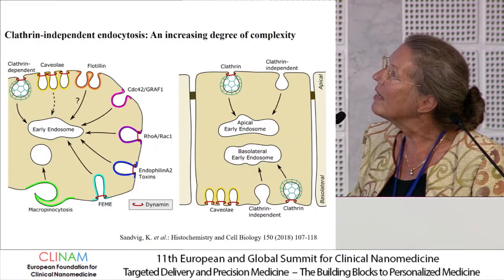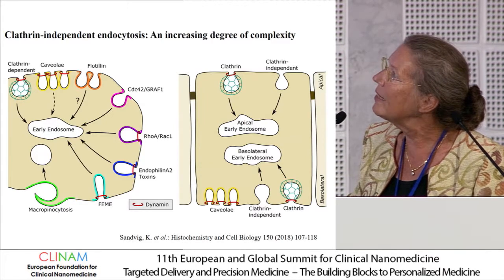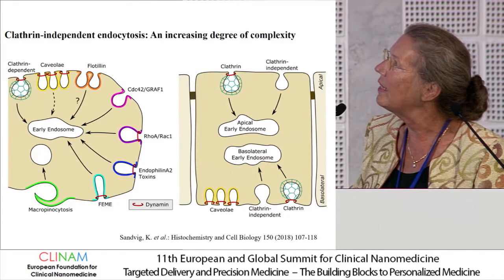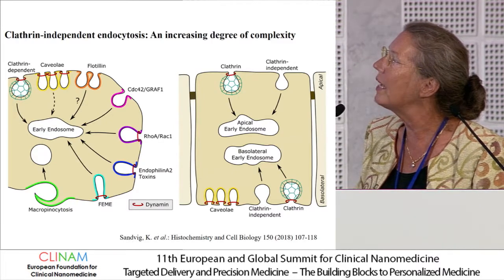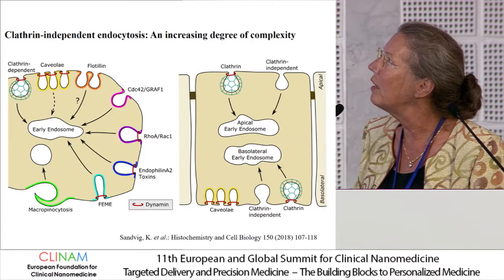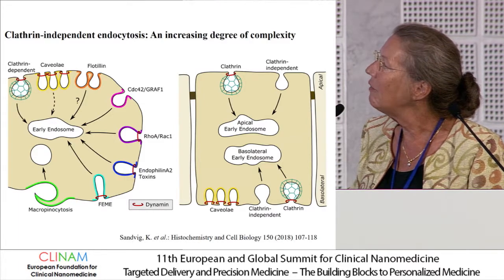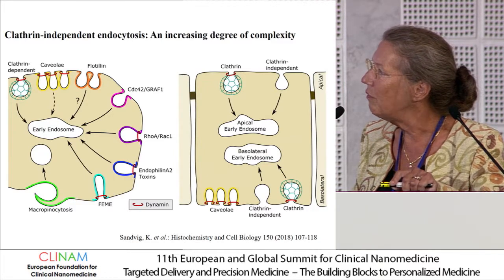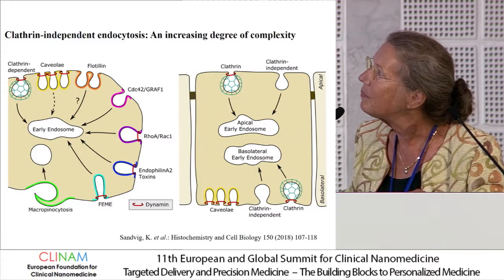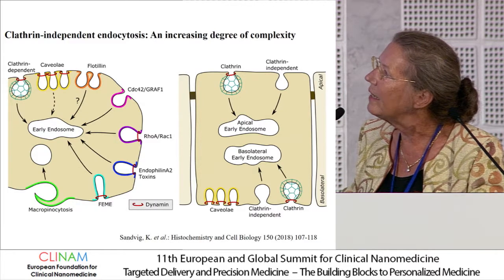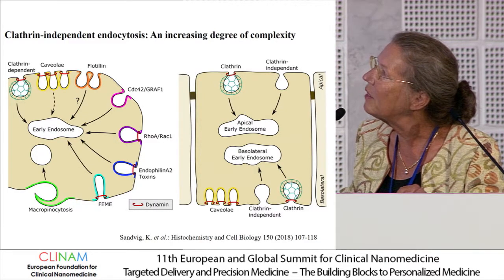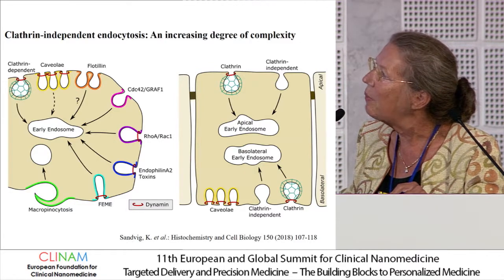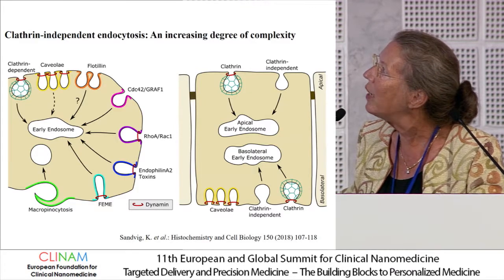And as I said, it's getting more and more complex, and there are now different types of clathrin-independent endocytosis, and there's an increasing degree of complexity as we learn more about the molecular details. And if you want to read more about these various forms, I have a new review article which came out this year. So I won't go into detail here, but of course you have the clathrin-dependent endocytosis, but you have like the CDC42 graf1-dependent uptake and also macropinocytosis.